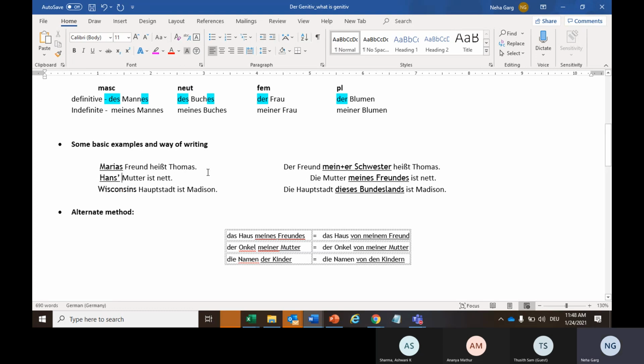Hans' Mutter ist nett, oder die Mutter meines Freundes ist nett. My friend, who is my friend? Hans here. So either you can use his name or you can just write the mother of my friend. So my friend is genitive case here. Freund is der Freund, so meines plus es with the noun. Now, one more thing here.